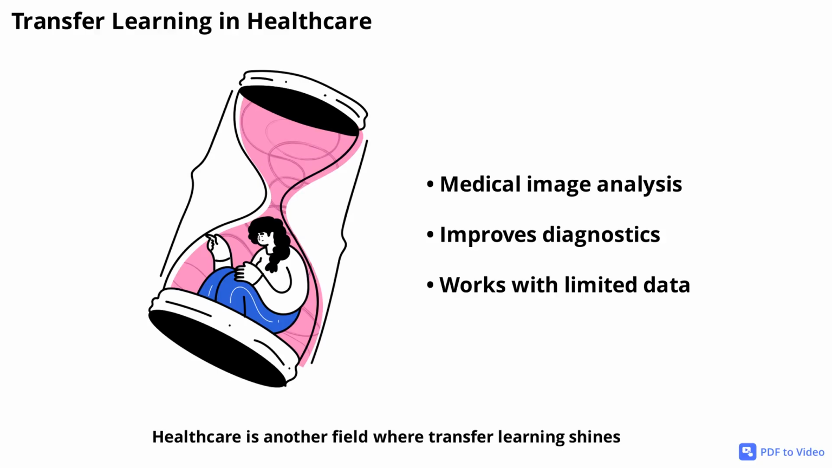Healthcare is another field where transfer learning shines. Pre-trained models can be fine-tuned to detect diseases in medical images, such as X-rays or MRIs, even when labeled data is scarce. This has the potential to improve diagnostic accuracy and make advanced medical AI tools more widely available.